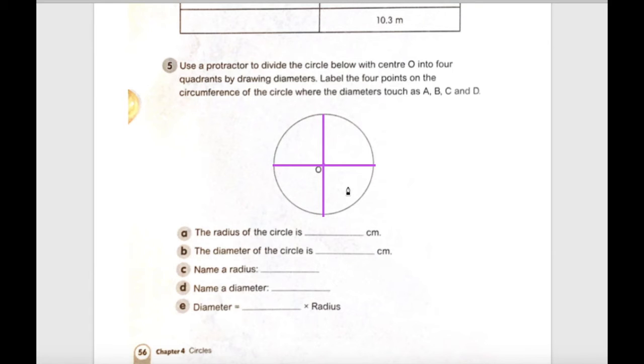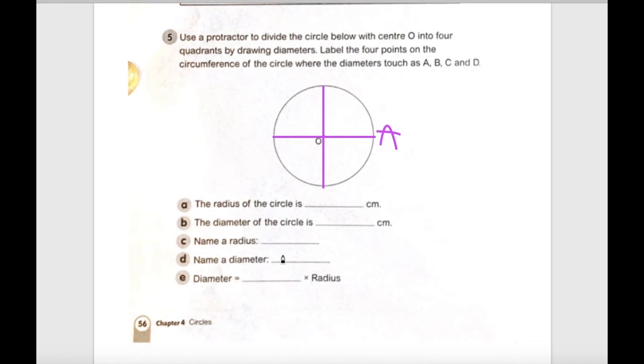Label the 4 points on the circumference of the circle where the diameter touches as A. Ini, so here you can write it A, B, C, D, ya, like that. You can choose which one is your A. And then you have to measure the radius of the circle. The radius is from O to A. The names of the radius: OA, OB, OC, OD. The name of the diameter: AC. And then the diameter is twice the radius. That's what you have to do.